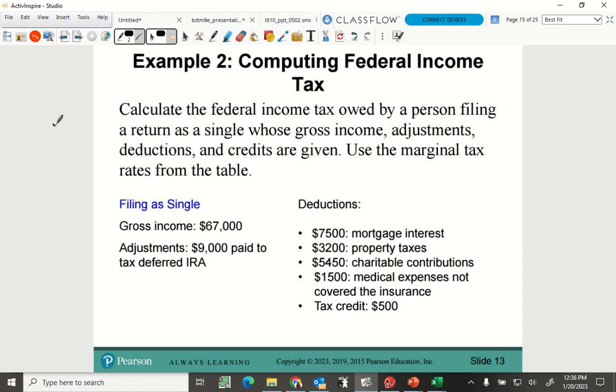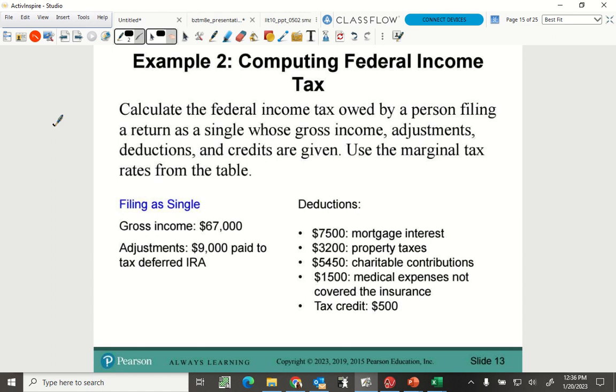Again, I want you guys all paying attention. So right here, example 2, computing federal income tax. Calculate the federal income tax owed by a person filing a return as a single whose gross income, adjustments, deductions, and credits are given. Use marginal tax rates from the table. So you were given the table there.